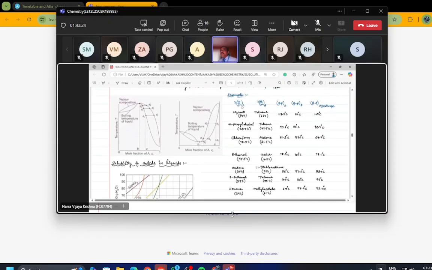Percentage weight by weight means percentage composition of acetic acid. Percentage composition of toluene. The boiling point of acetic acid is 118.5 degrees. The boiling point of toluene is 110, right? Boiling point of the azeotrope, 105, means it is less than both. Therefore, what type of mixture will these two form? Minimum boiling azeotrope means positive deviation from Raoult's law. Correct or not?